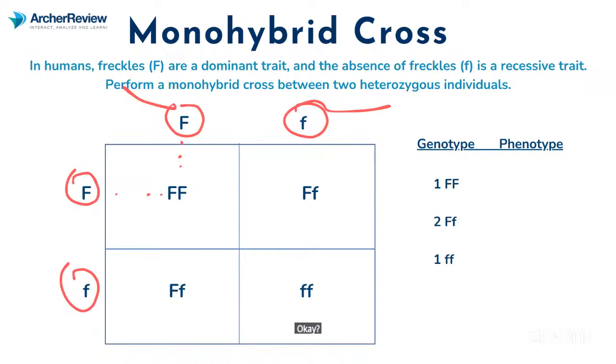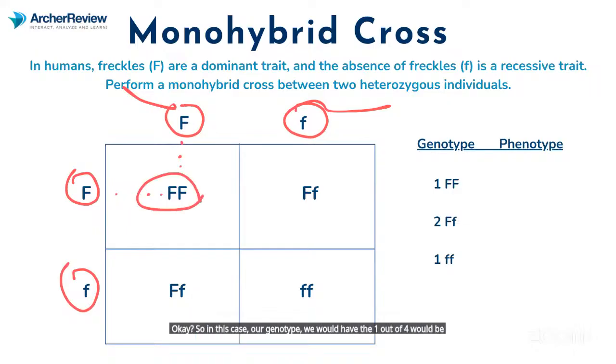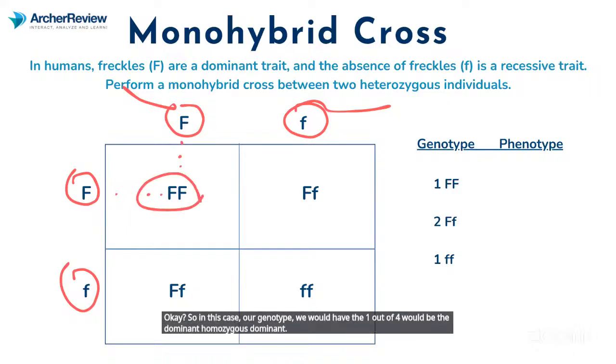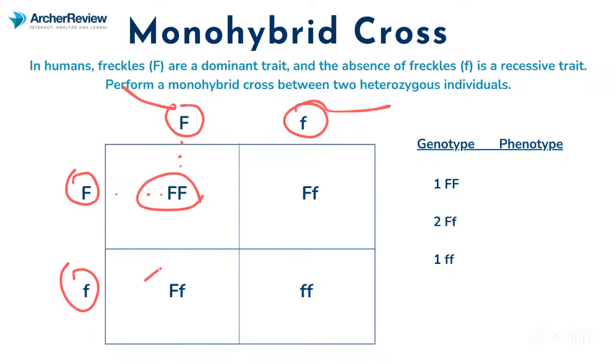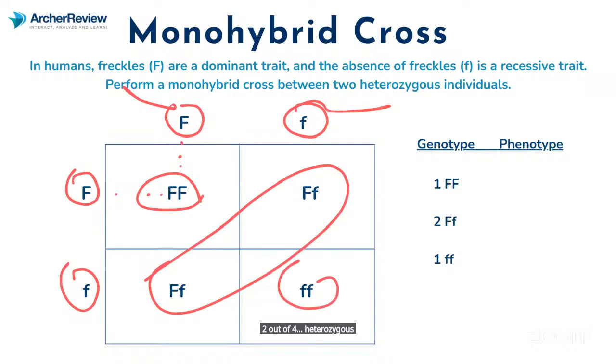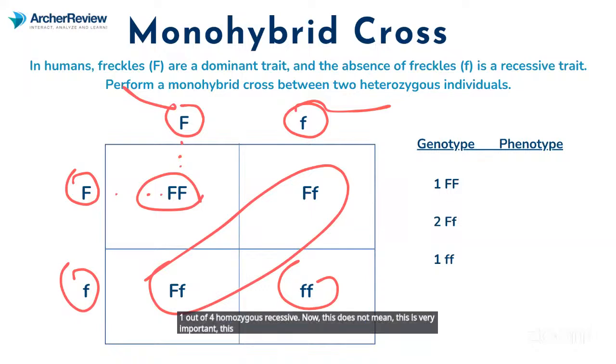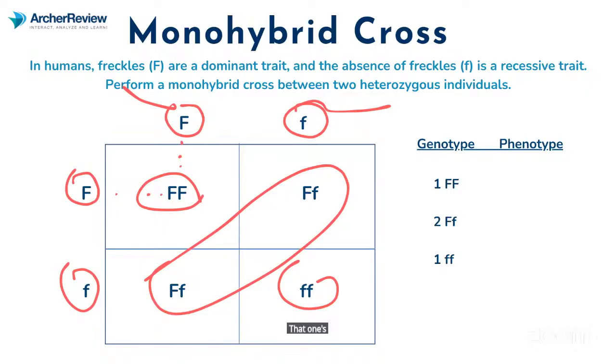So in this case, our genotype, we would have 1 out of 4 be homozygous dominant, 2 out of 4 heterozygous, and 1 out of 4 homozygous recessive. Now, this does not mean, and this is very important, this is determining probability. This does not mean if you have 4 kids that one's going to have a dominant trait, 2 are going to be heterozygous, and one's going to have the recessive trait.